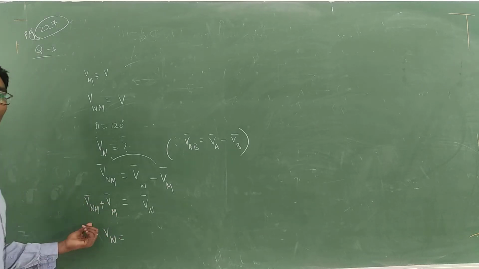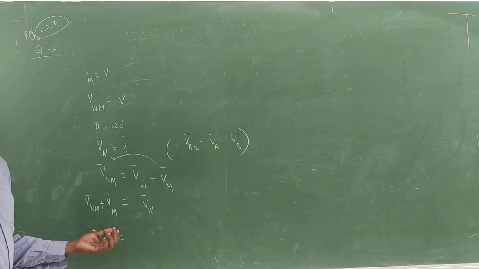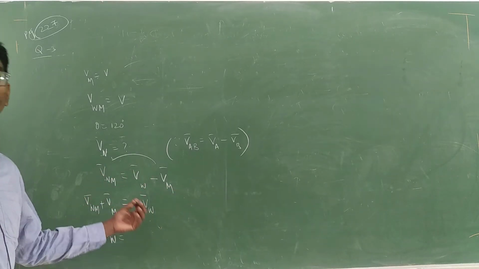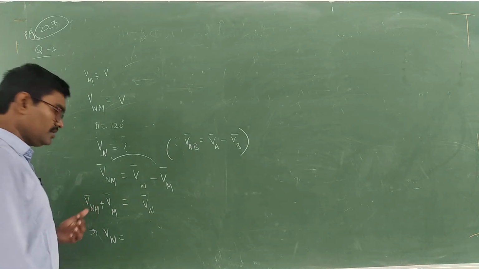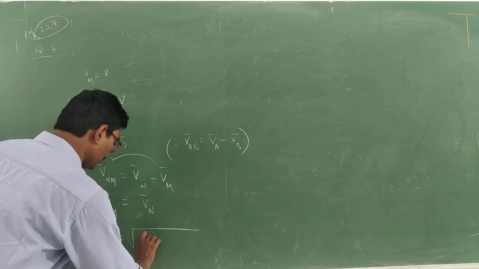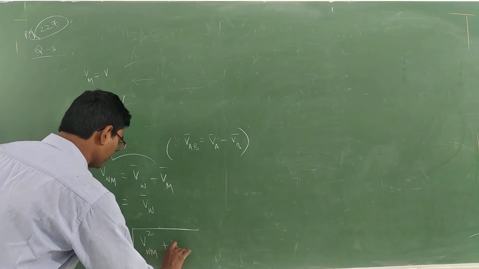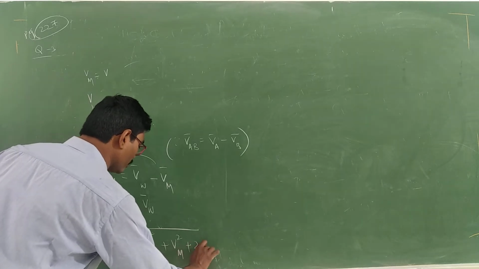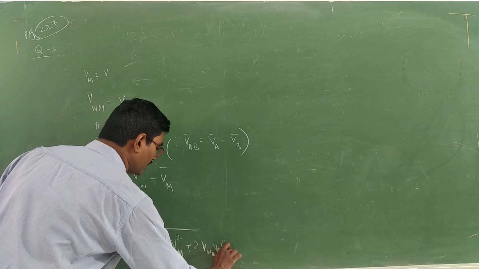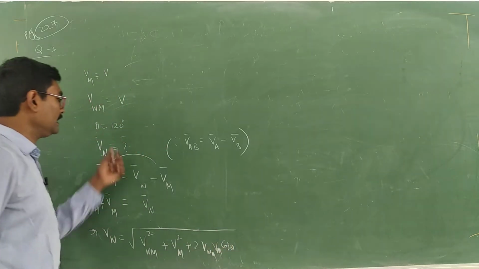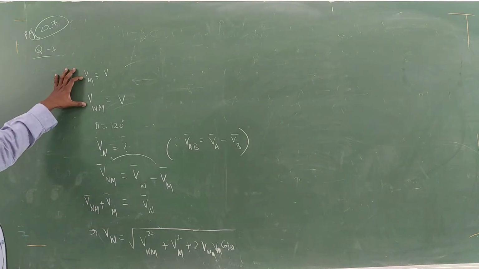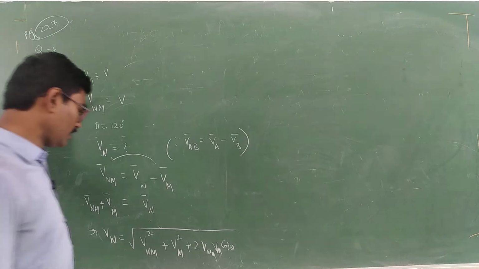Now velocity of wind is equal to what? This is like a bar plus b bar, algebra of vectors. What is this formula? Square root of a square plus b square plus 2ab cos theta, right? So the same formula you can apply here for Vwm plus Vm. That is the square root of Vwm whole square plus Vm square plus 2 Vwm Vm cos theta. What is theta? Theta is 120 between these two.